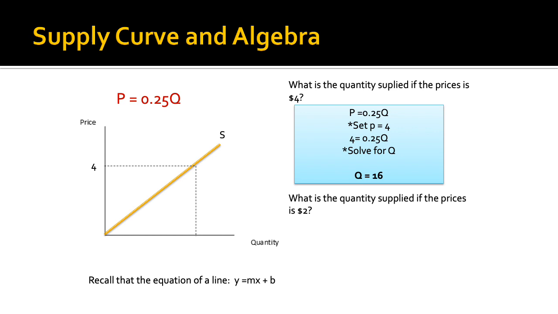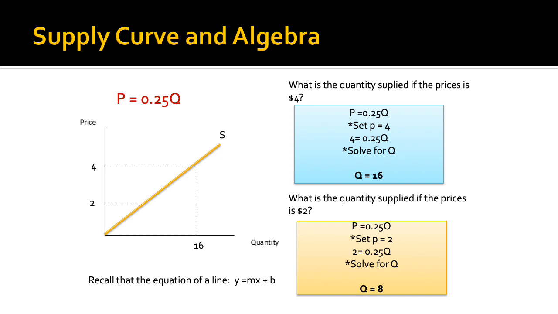What is the quantity supplied if the price is $2? Well, if the price is $2, once again, we plug that into the price in the equation, and we find that the quantity supplied is 8 units. So notice, as the price decreases, the quantity supplied that the seller is willing to sell also decreases.